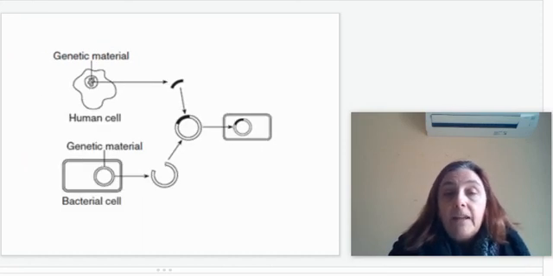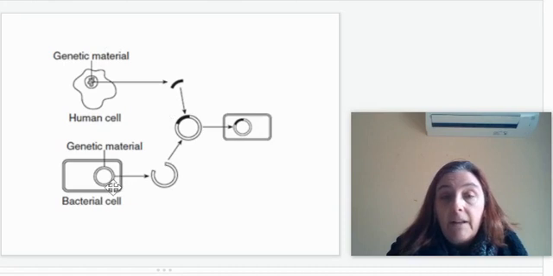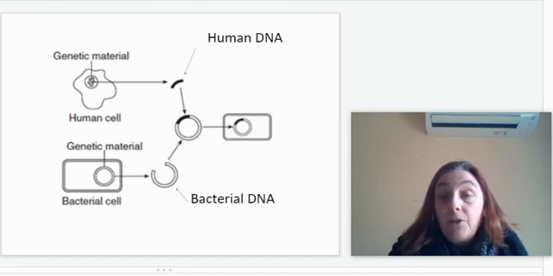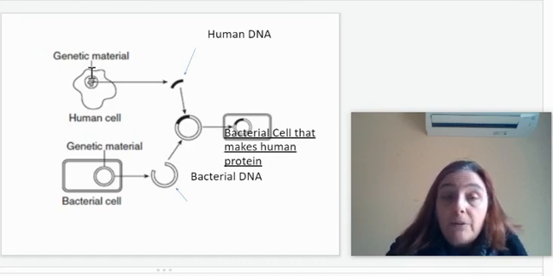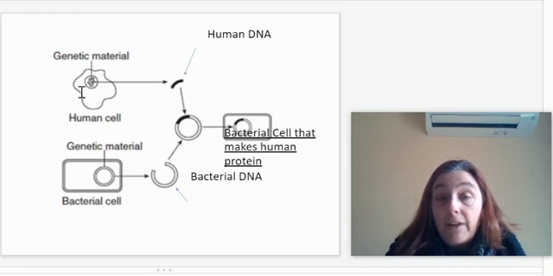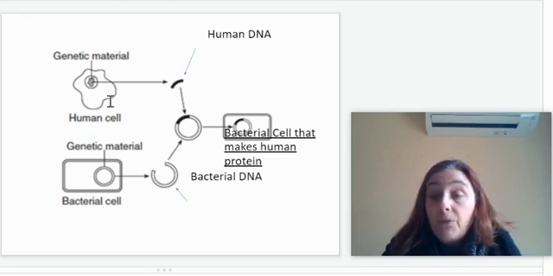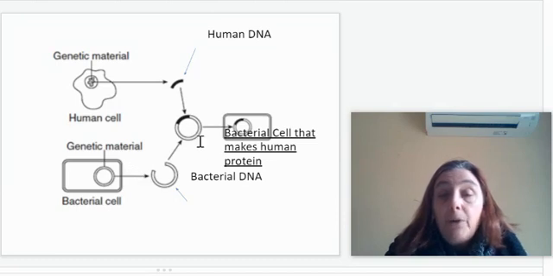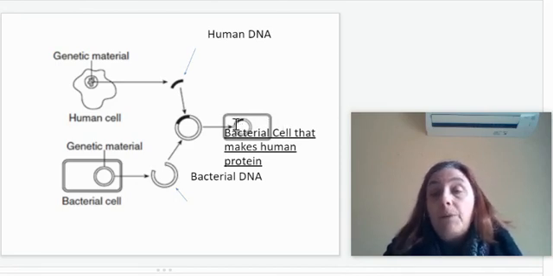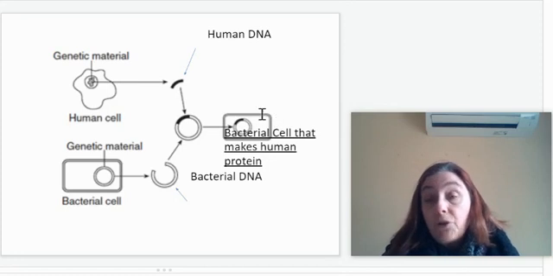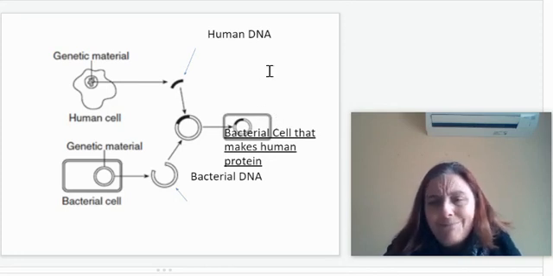So you could take the human cell, the human gene, you could take the bacterial cell and the bacterial gene and recombine them together into the new bacterial cell. Now we have a bacterial cell that will make the human protein. So let's say that the gene that we took out of the human cell was a gene for insulin, and we put it in a bacterial cell. This bacterial cell will now make insulin. That DNA will be made into mRNA, which is then made into insulin. So this bacterial cell will become a little factory for insulin.